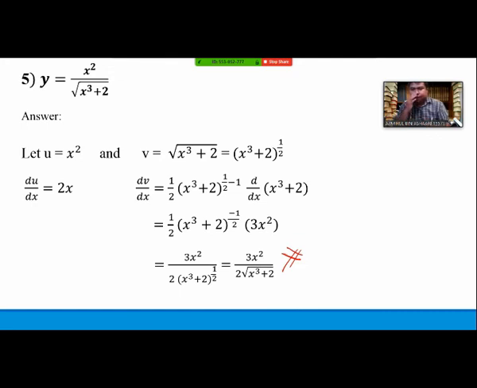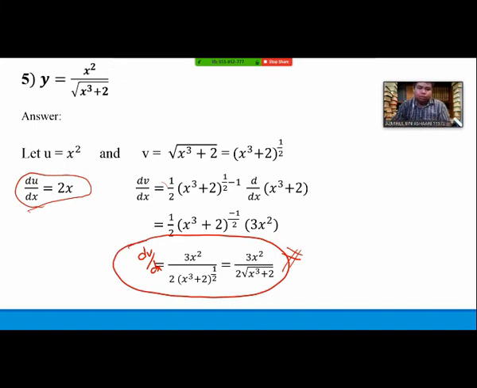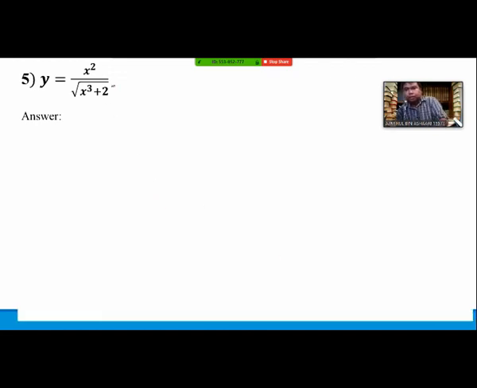Okay, after you get the du per dx and dv per dx, which is this one is dv per dx, you need to substitute into the formula, which is dy per dx. Because we want to find dy per dx, we don't want to find dv per dx or du per dx. So, v u prime minus u v prime divided by v power of 2. So this is what happened.